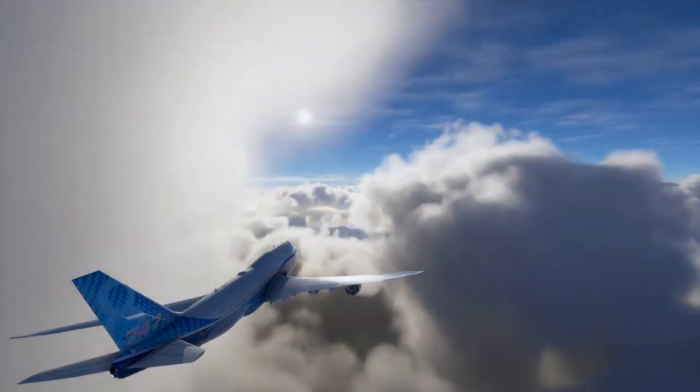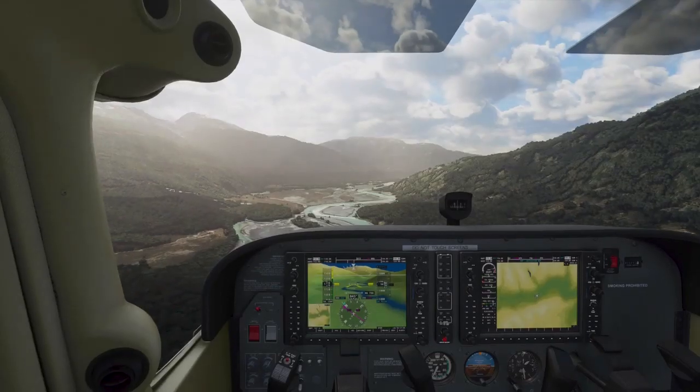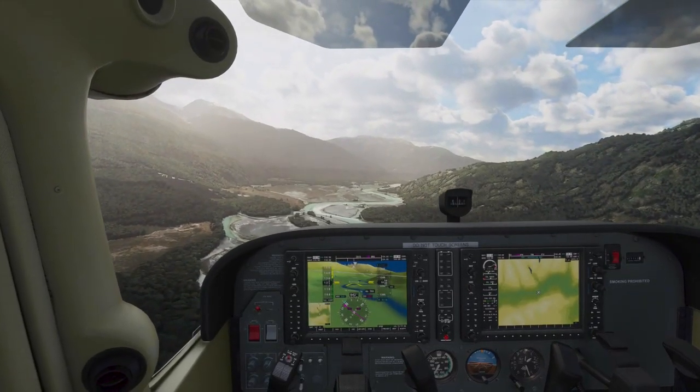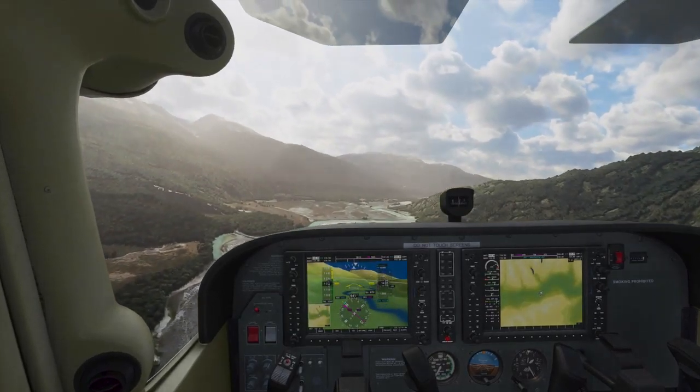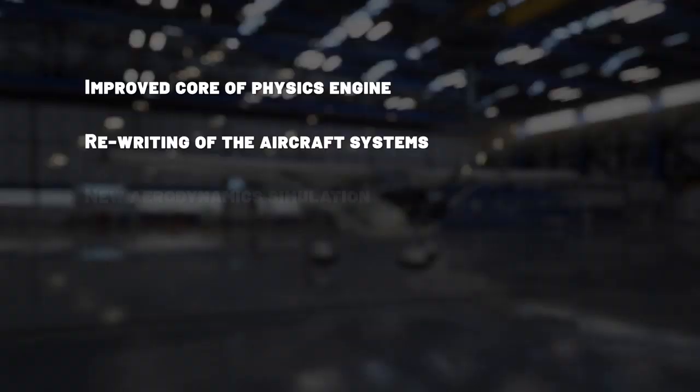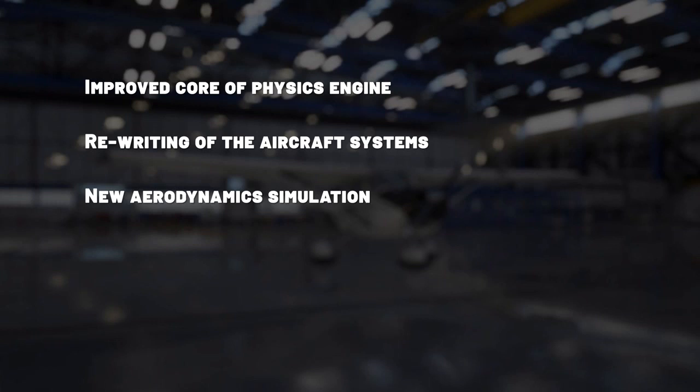I will cover 5 areas of improvements that we made to the Flight Simulator aerodynamics and physics. First, we made improvements to the core simulation engine. Second, we made improvements to the actual simulations of the different systems of the aircraft. Then the biggest area we reworked was the aerodynamics. We reworked the aerodynamics simulation from scratch in the simulator. I'm going to go over the details of how the aerodynamics simulation now works.